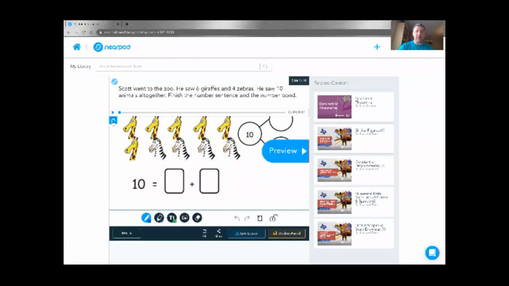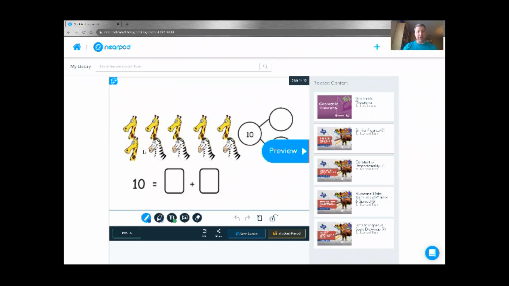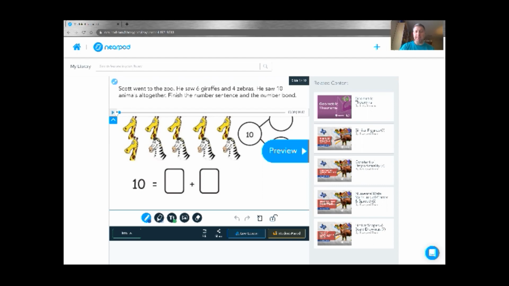All right, friends, here's what the lesson looks like on Nearpod. You're going to get a picture, a number bond, and a number sentence. And then if you click my directions up here and you click the play button, you're going to hear the story problem read to you. Your job is to finish the number sentence and the number bond.